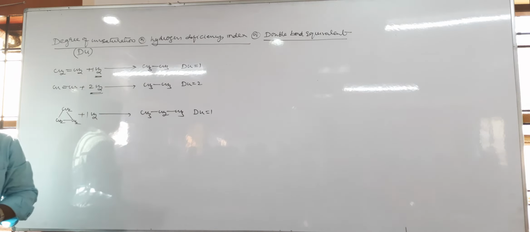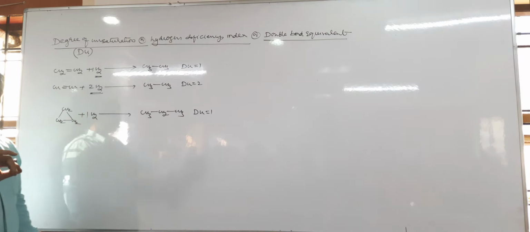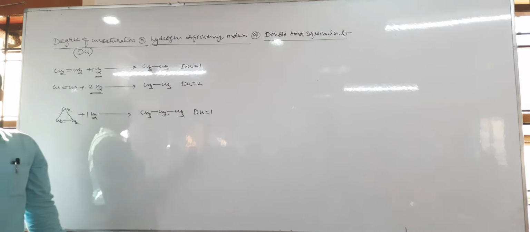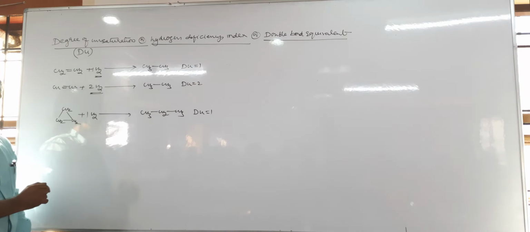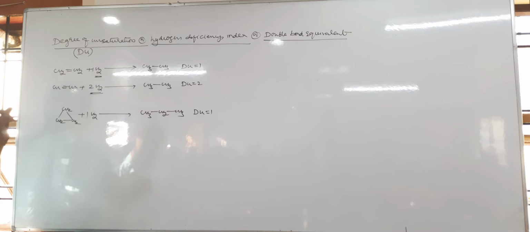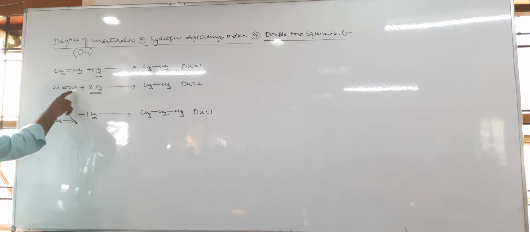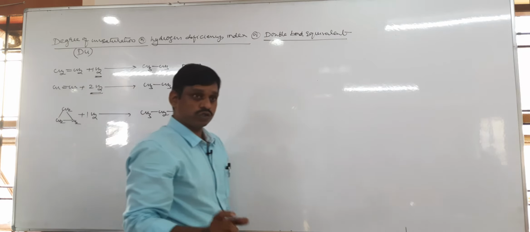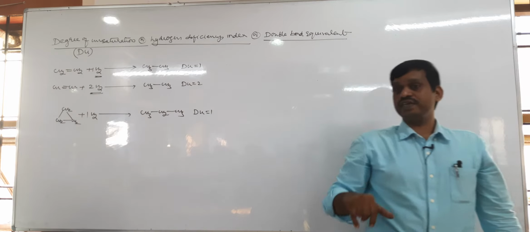What do you understand by this? If the degree of unsaturation is 1, the molecule may have either one double bond, that is one pi bond, or one cyclic ring. One cyclic ring, DU equals 1. One pi bond, DU equals 1. Two pi bonds, DU equals 2. So the degree of unsaturation equals the number of pi bonds plus the number of cyclic rings.